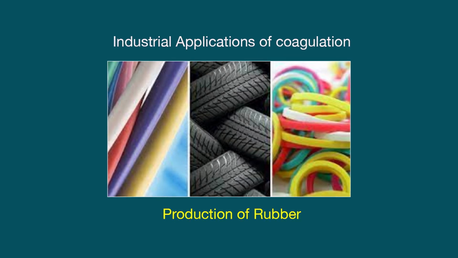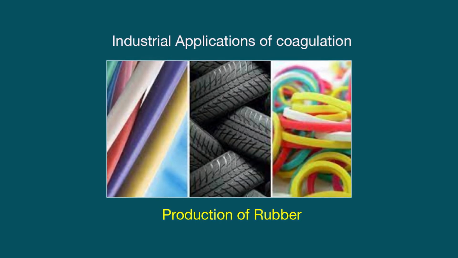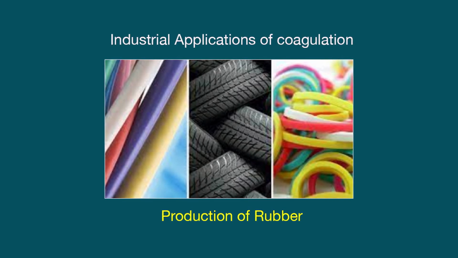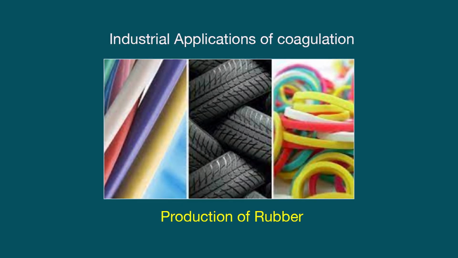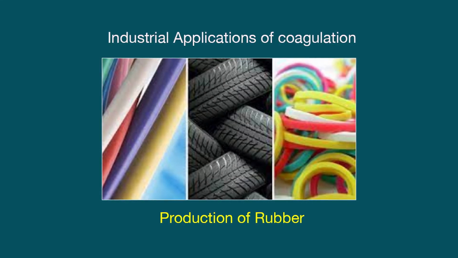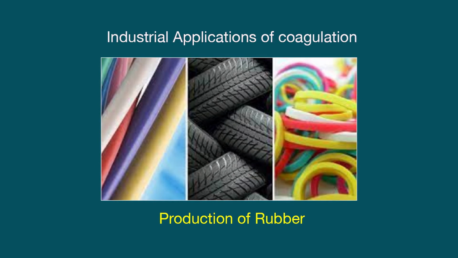Now, we will discuss some of the industrial applications of coagulation. First one is in the production of rubber. Rubber latex is a colloidal solution of negatively charged rubber particles dispersed in water. Coagulation of latex using a coagulating agent like formic acid or acetic acid yields rubber.